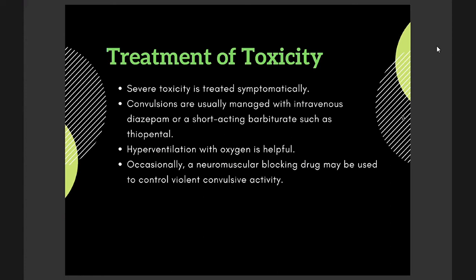Hyperventilation with oxygen is helpful. Hyperventilation is considered because when you hyperventilate your patient, it would decrease your PaCO2. So when you decrease your PaCO2, you decrease your cerebral blood flow, thereby decreasing the delivery of your local anesthetic into the brain.